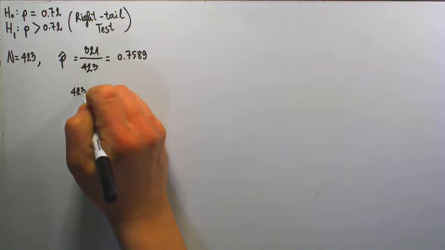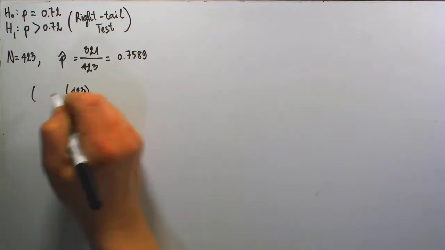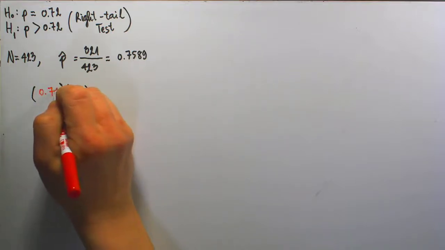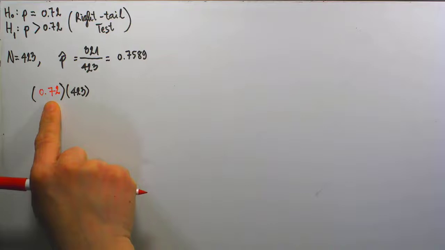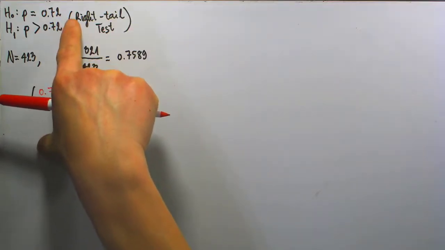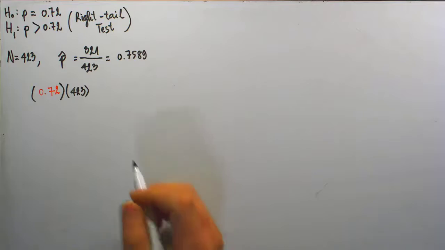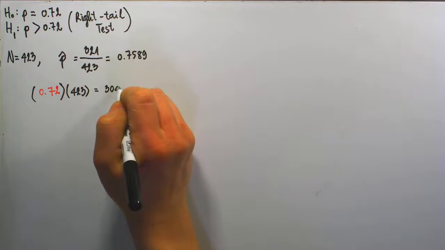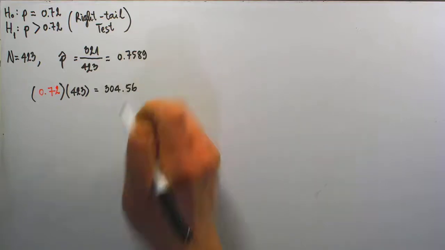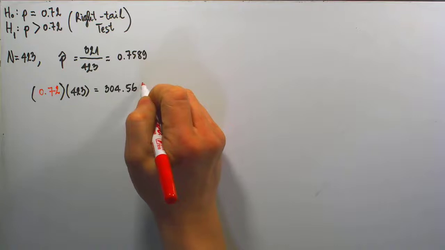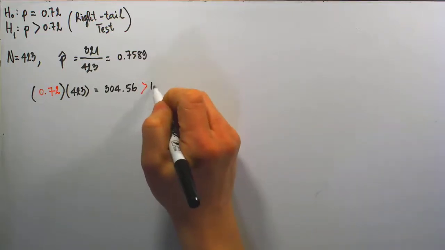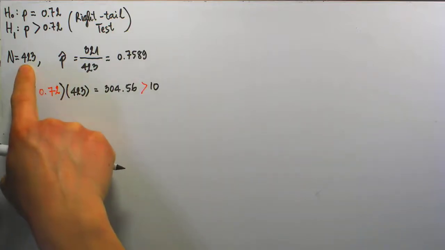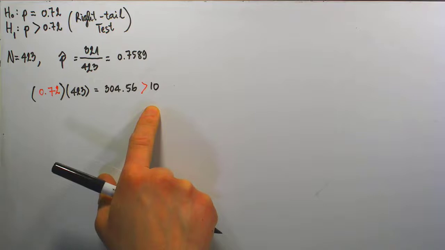423 is our sample size. I am going to multiply it with 0.72. So this value 0.72 is the value stated in our null hypothesis. The calculation came out giving me 304.56, which is a number well above 10. So that tells me that this sample size has passed one of the two requirements in order to make the test procedures work.